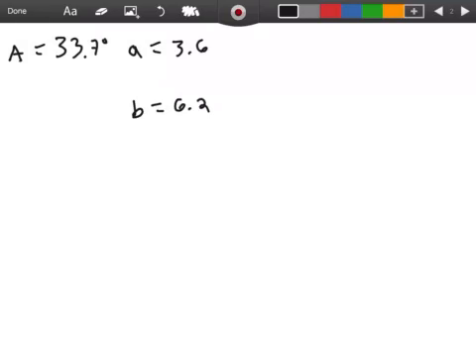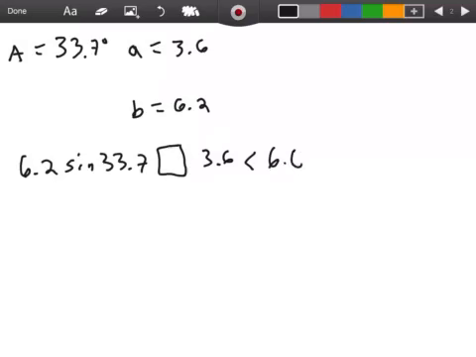From Monday's class, in applying the law of sines, we have to check for the ambiguous case. The ambiguous case will possibly occur when the side that's by itself, in this case the 6.2, is larger than the known side that is across from the angle. The lonely side here is the 6.2. It is larger than the 3.6. So we have to check to see whether the lonely side times the sine of 33.7 is less than 3.6, which is already less than 6.2.